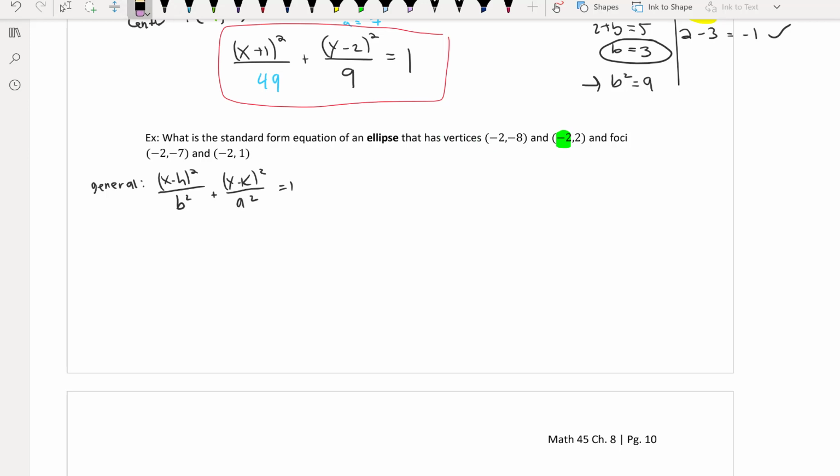Okay, so now pieces of information that I already know. So I know that whenever I have the vertices, it boils down to a certain formula. And that formula is going to be h, comma, k plus or minus a.